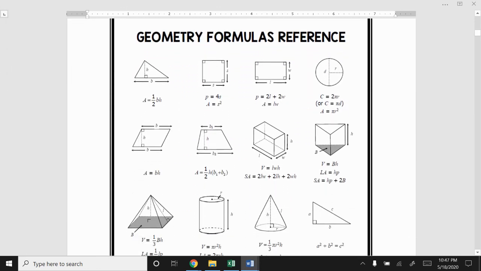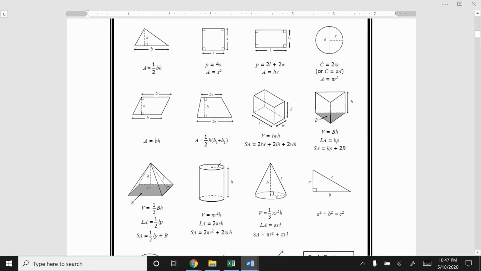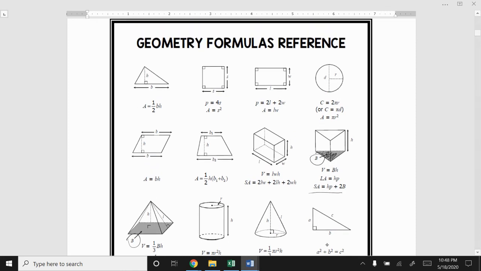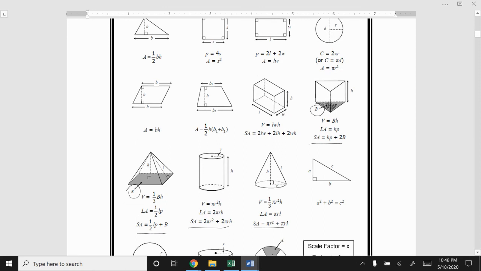The first page here is your geometry formulas reference sheet. A couple of things to note is you will be using the SA, surface area, on this packet. You will not need to use the lateral area, LA, for any reason on this packet. Another thing is anytime you see this capital B, this is looking for the area of the base. So you're going to use these area formulas at the top in order to find the area of that base and plug it into the formula.